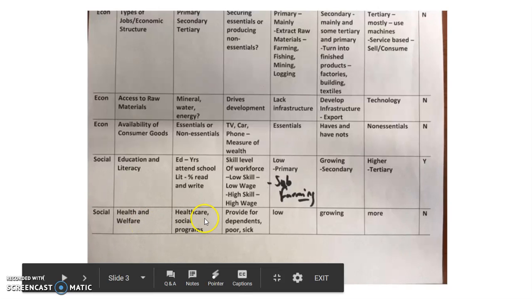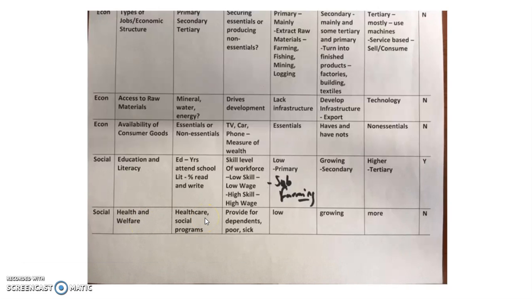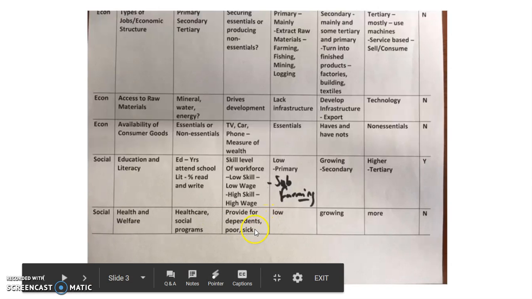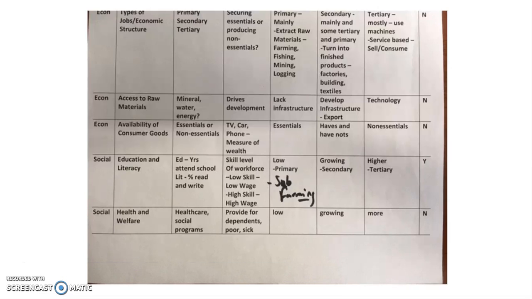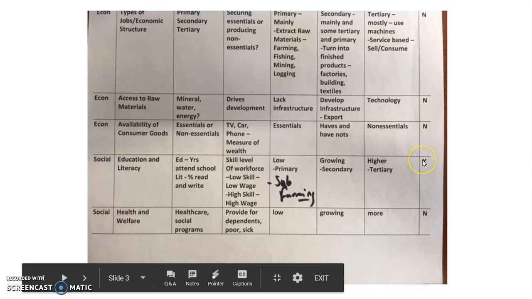Next is health and welfare. This gives you the health care and access to social programs of your people. Can you provide for your dependents, your sick, and your poor? That's really what this is telling you. In an LDC, this is going to be very low. They don't have a lot of access to services for their sick and their poor. In a DC like Mexico and Brazil, it should be increasing. It should be growing, like in India and China. And in an MDC, they should have more access to health care and social programs, more help for their sick and the poor, because they just have more money. And this is not part of the HDI, but the education and literacy obviously is.